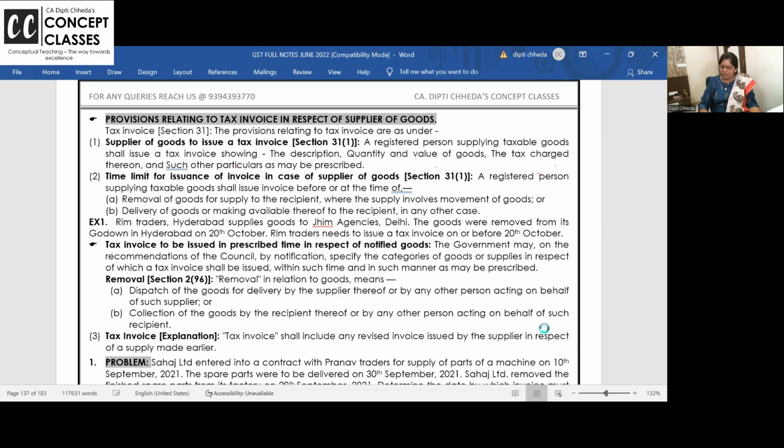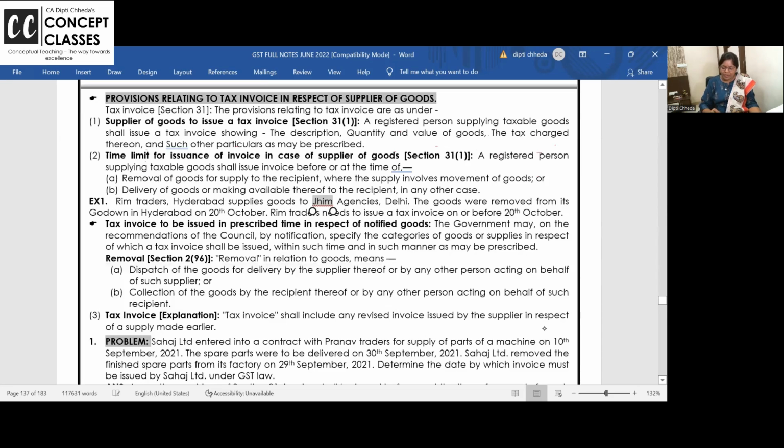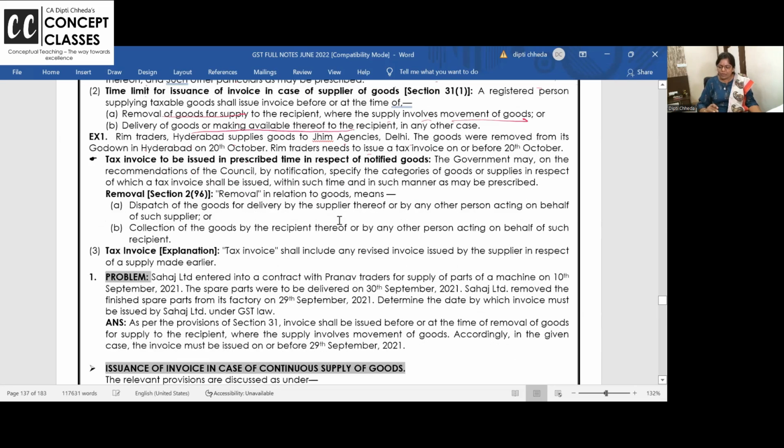Now, time limit for issuing the tax invoice under section 31(1). Removal of goods for the supply where supply involves movement. Movement है तो the day you remove it, and in any other case, delivery of the goods. Rim Traders Hyderabad supplies goods to Gym Agencies Delhi. Goods were removed from its godown in Hyderabad on 20th October. Rim Traders needs to issue tax invoice on 20th October. The day you remove the goods from your godown, you need to issue a tax invoice.